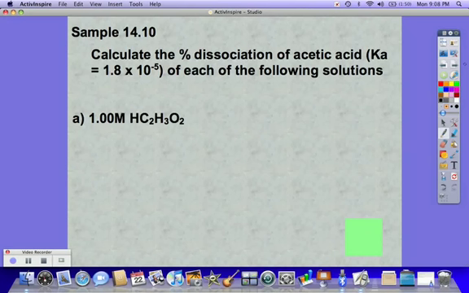So on here it says calculate the percent dissociation, which is basically saying what's the x of acetic acid. They give us the Ka and they give us the solution. So I'm going to write my equilibrium expression. You probably want to write the equation first. I got a little ahead of myself here.